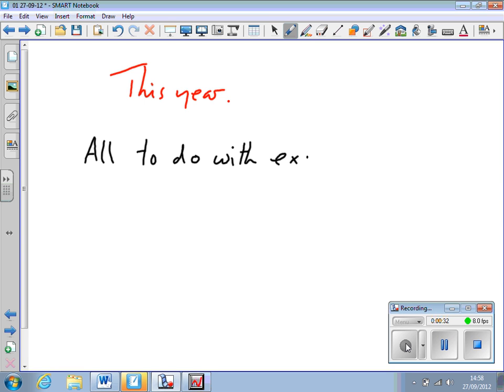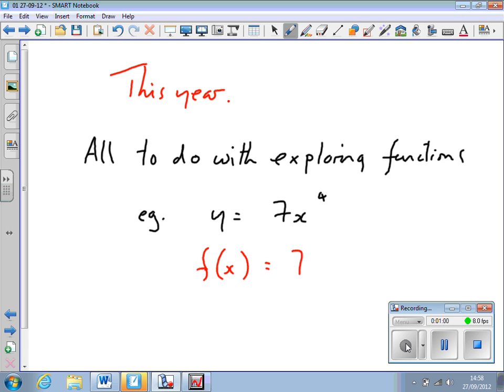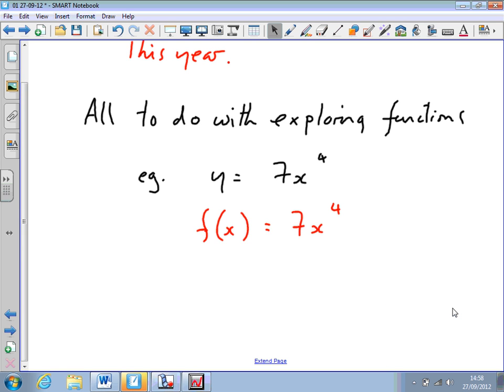Exploring functions. For example, looking at the textbook, y equals 7x to the 4. Using the function notation, f(x) equals 7x to the 4. In some ways, this second way of writing it is more useful because f means function, but actually we can use any letter. So here's another example of a function: g(t) equals at cubed, something like that.